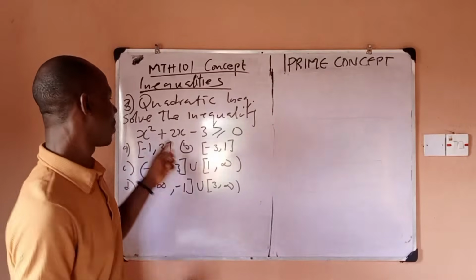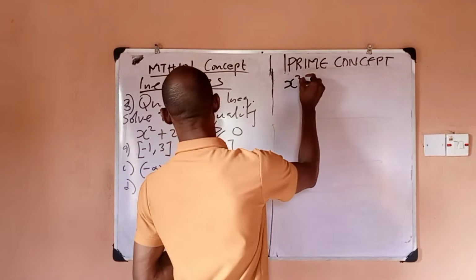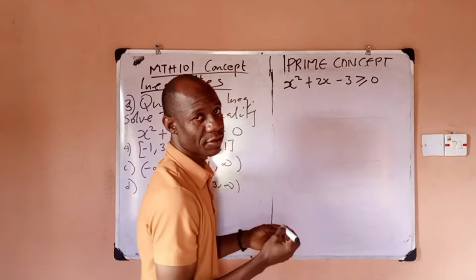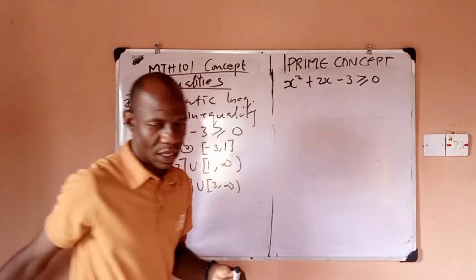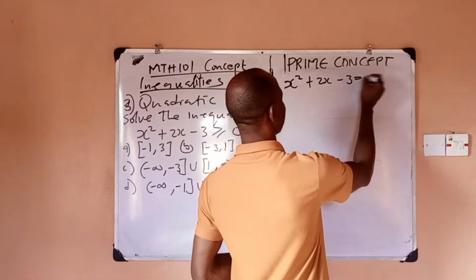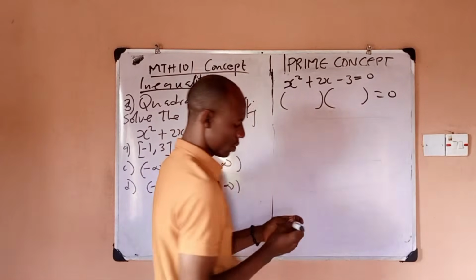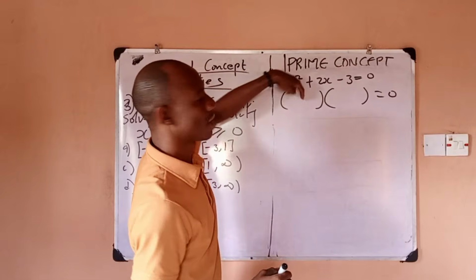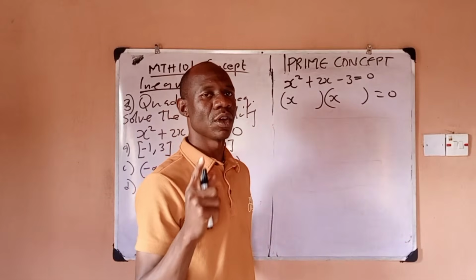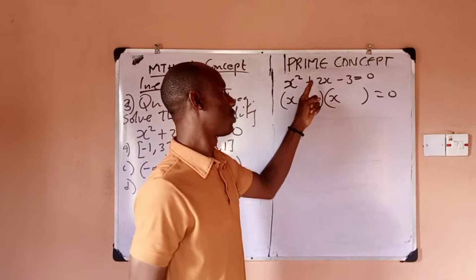Let's solve. If you want to solve this, first thing we want to do is to solve the quadratic. Remember, we have x squared plus 2x minus 3 greater than or equal to 0. I would solve the quadratic, so I would say equal to 0. Now see what I'm going to do. Anytime the coefficient of x squared is 1, you can solve this way. Just put x here, put x here. Now you ask yourself, what are two numbers that when I multiply give me minus 3, and when I add them give me plus 2?